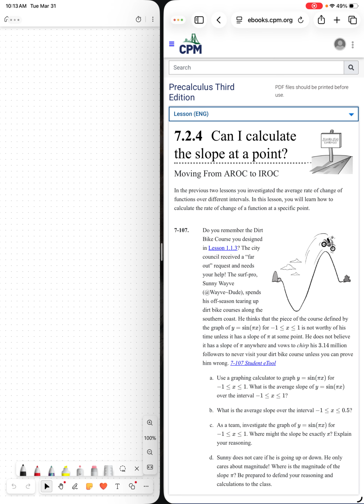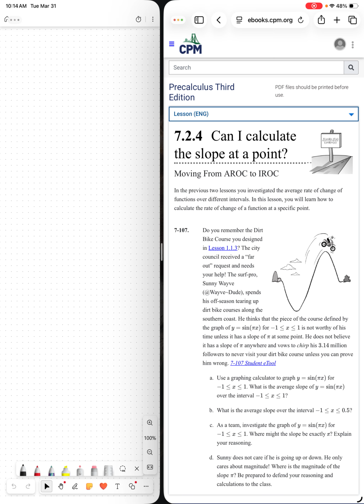Surfer Pro spends his off-season tearing up dirt bike courses along the southern coast. He thinks that the piece of your course defined by the sine of pi x from -1 to 1 is not worthy of his time unless it has a slope of pi at some point. He does not believe that a slope of pi is anywhere and vows to chirp his followers to never visit your dirt bike track unless you can prove him wrong.